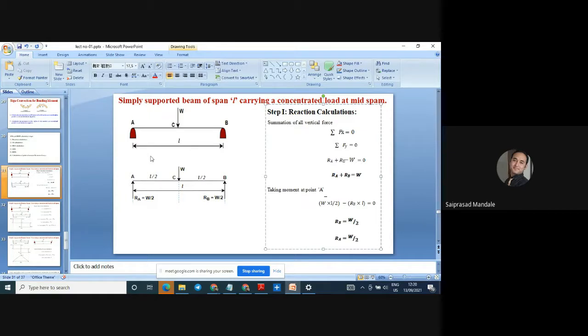Along Fy, upward force is positive, downward force is negative. So RA plus RB minus W. And moment about A is force into distance. Clockwise W into L by 2, and for anti-clockwise it is RB into L. Just rearranging the terms, as the load acts at the center of the span, ultimately the load will act 50-50% on either side. So W by 2 acts on RA and W by 2 acts on RB. This is what we have done for step number 1.